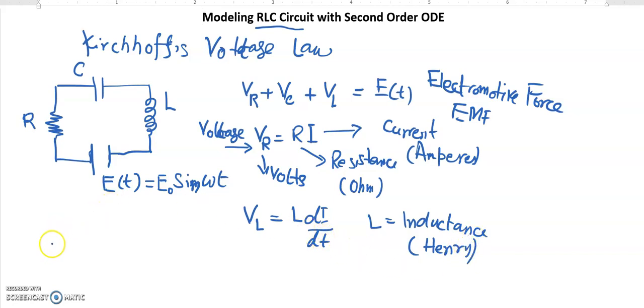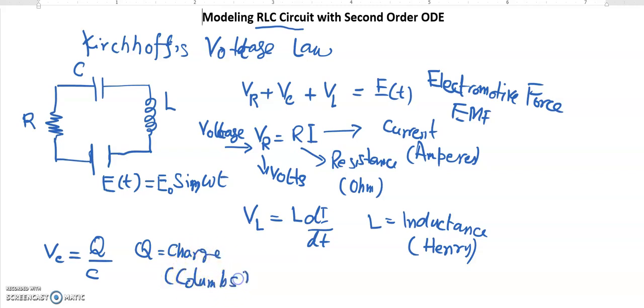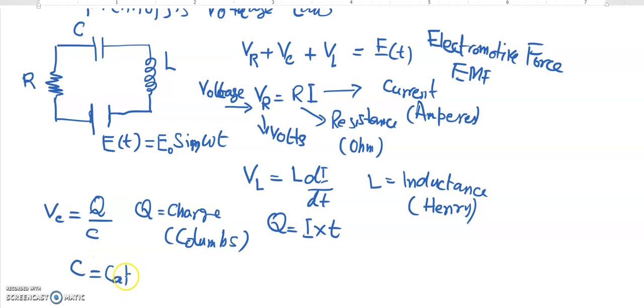And the voltage across the capacitor is given by this relationship, charge over capacitance, Q over C. Q is the charge, and it is measured in coulombs. Charge is actually the current times the time, so charge is basically the total current passed in some time. And C is the capacitance, which is measured in farads.